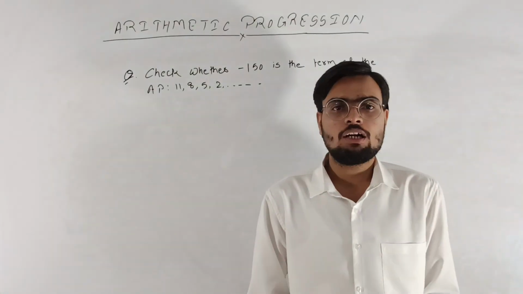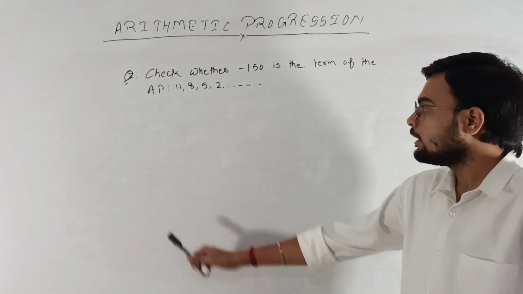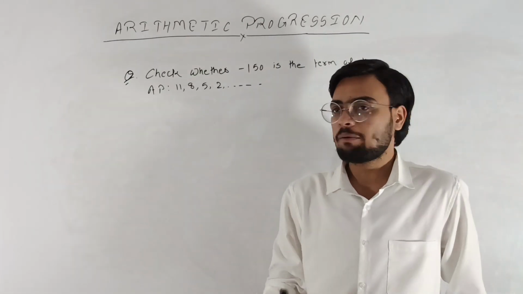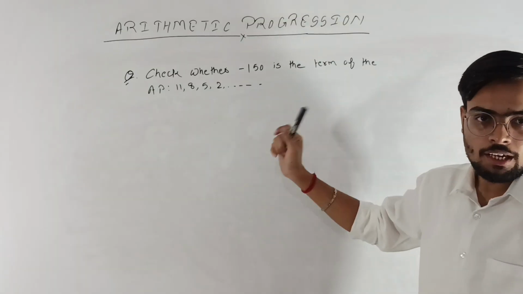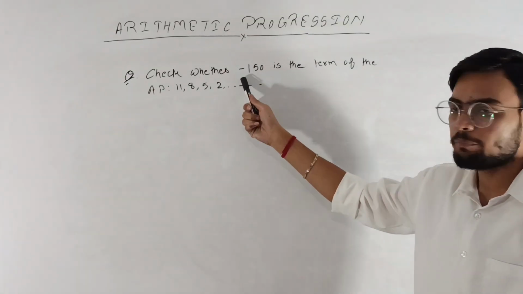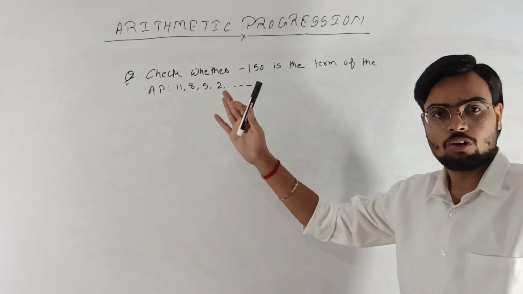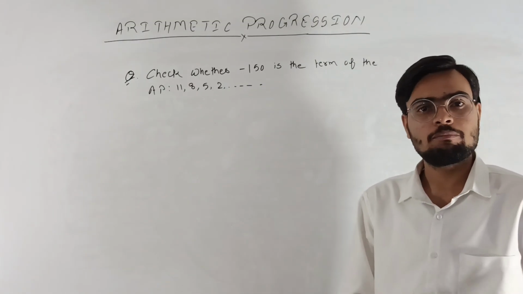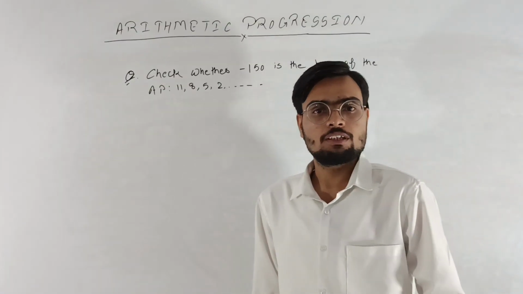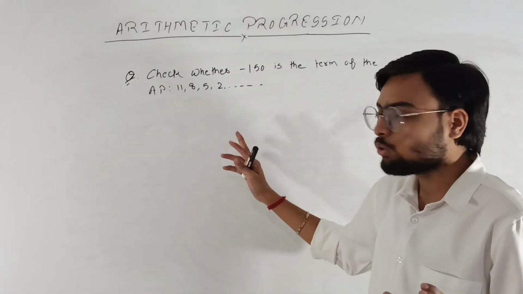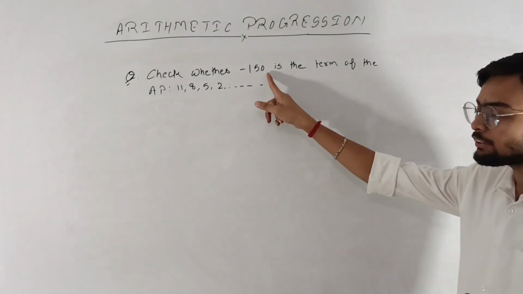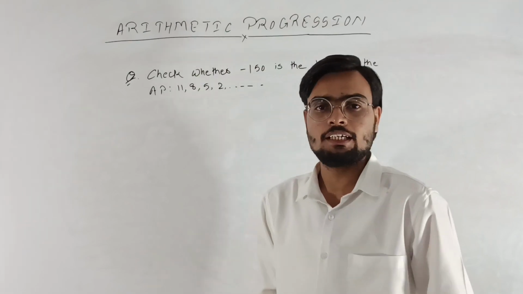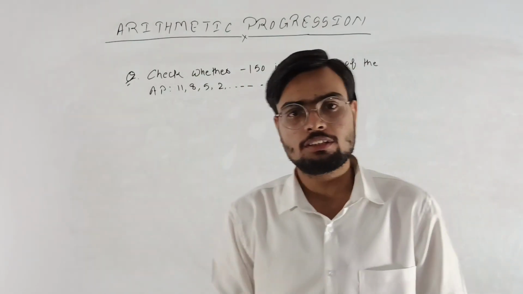Got it? Now let's move towards our next question. The question is: check whether minus 150 is a term of the AP or not. So now look, we have an AP, that is 11, 8, 5, 2 and so on, and we have to check whether this minus 150 is a term of this AP or not. Now look, again we use the formula of the nth term, that is an is equal to a plus (n minus 1) into d. Now if I get the value of n as a whole number, then I say yes, minus 150 is a term of this AP. If I get the value of n in decimal or fraction, then I say no, this minus 150 is not a term of this AP.